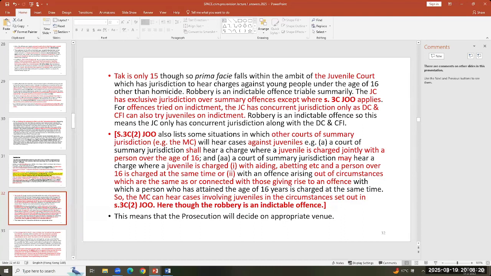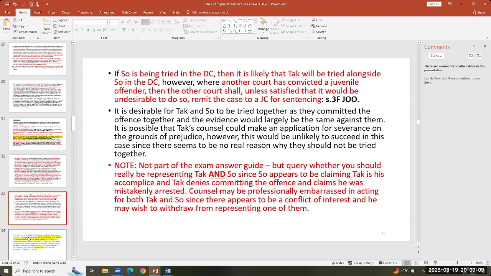But there's a complication with Section 3C of the Juvenile Offenders Ordinance. If it's a summary offense, then the juvenile court has exclusive jurisdiction over summary offenses, except where a juvenile is charged jointly with an adult. Now, robbery is not a summary offense. Robbery is an indictable offense. So for indictable offenses, the juvenile court only has what we call concurrent jurisdiction. That means that he could be tried in the district court or in the CFI, as well as in the juvenile court. So because of the seriousness of the offense, it's more likely that he would be charged or tried with SO in the district court, rather than separately in the juvenile court.